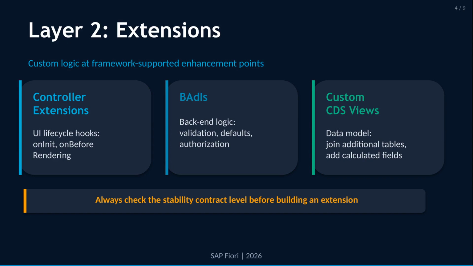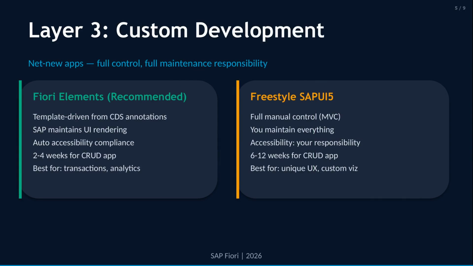The critical concept here is the contract. SAP marks extension points with a contract level. 1 means stable across releases, 2 means stable within a release, 3 means no guarantee. Always check the contract level before building an extension. A level 3 extension point can change in the next support pack without notice.